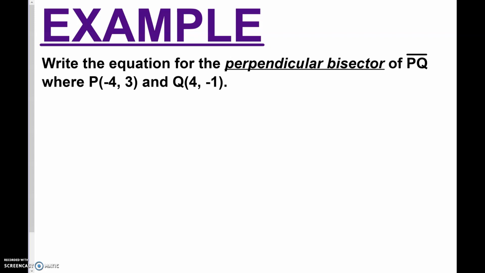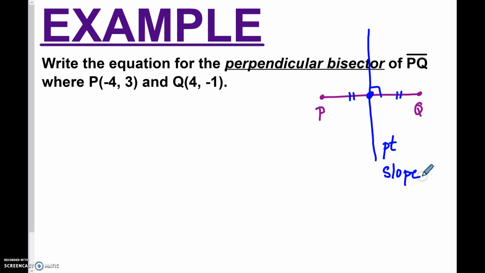Okay, so what are we doing here? We're writing the equation of the perpendicular bisector of PQ. We've got P and we've got Q, and what we're really trying to do is write the equation of this blue line so that it comes down perpendicular and this is going to be the midpoint. So if we're going to write the equation of this blue line, we need a point for sure on this blue line, and we need the slope. So we need the slope of the blue line.